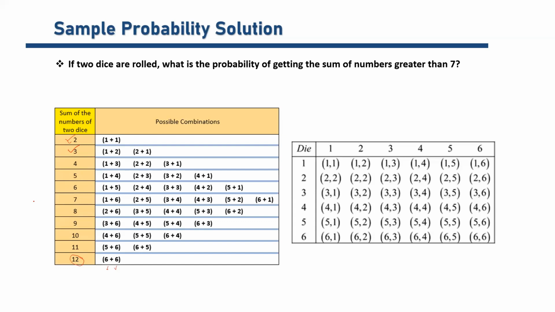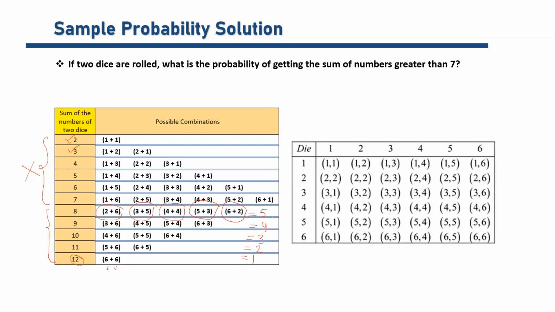So greater than 7. It cannot be anything here, right? You have to count from here to here. So the probability of getting the sum 8 is either with 2 plus 6 or 3 plus 5 or 4 plus 4 or 5 plus 3 or 6 plus 2, right? So there are a total of 5 ways you can get a sum of 8. Likewise, there are 4 ways you can get 9, and 3 ways you can get a 10, 2 ways you can get 11, and 1 way for 12.